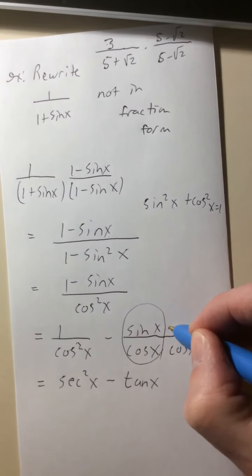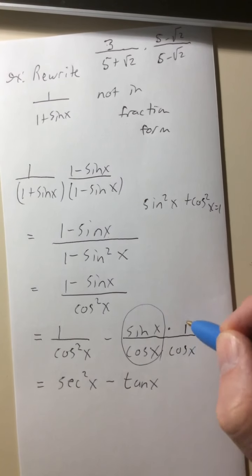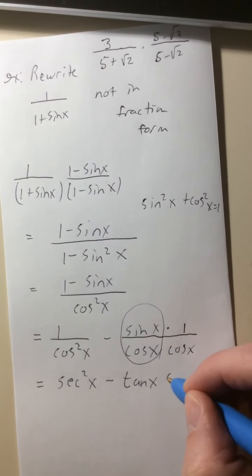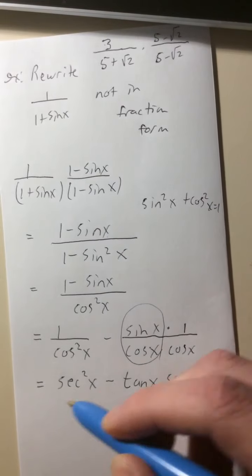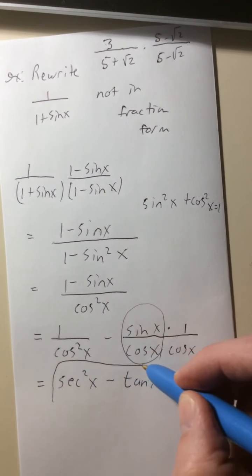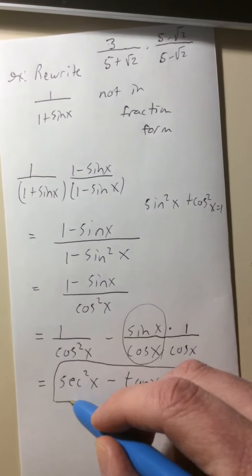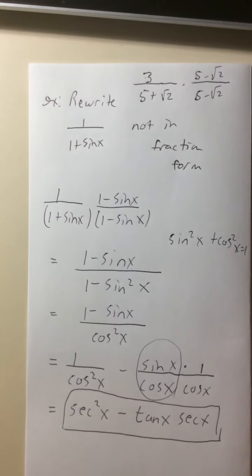And this is times 1 over that, right? And of course, 1 over cosine is just secant x. And there is the whole show written without a fraction. Okay, so there it is.